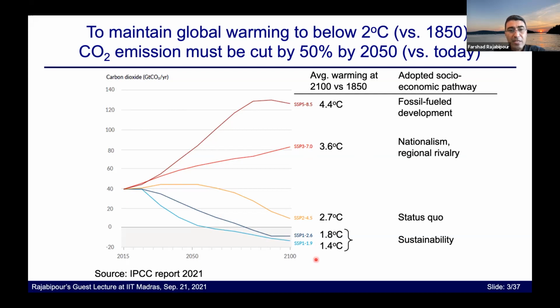There are prominent climate models that suggest that the Earth can sustainably handle only about 2 degrees C temperature rise in comparison with 1850 levels, or pre-industrial levels. Here we see the temperature rise associated with each of these models, and that suggests that in order to stay below 2 degrees C, we have to cut the CO2 emissions from today's levels of 40 to about 20, so by 50% by 2050.